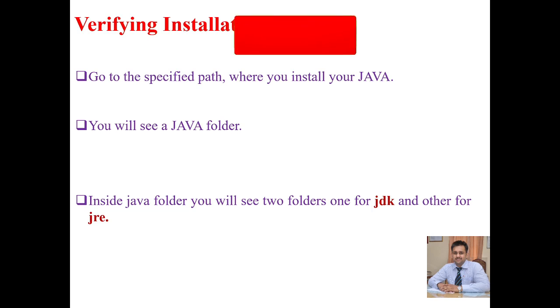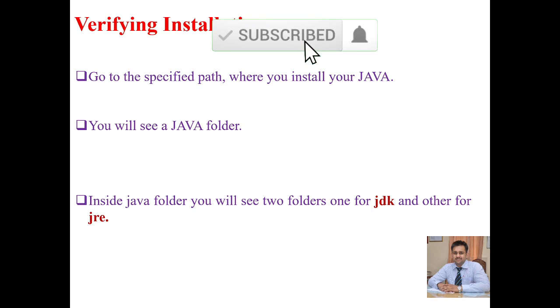During installation, we have to specify the path for Java, or where we have to keep this Java file. If we have not changed anything, then it will go automatically in the C drive, and in the C drive you can go to Program Files. In Program Files you will get a folder named Java, and inside this Java folder you will see two folders, one for the JDK and the other for the JRE.